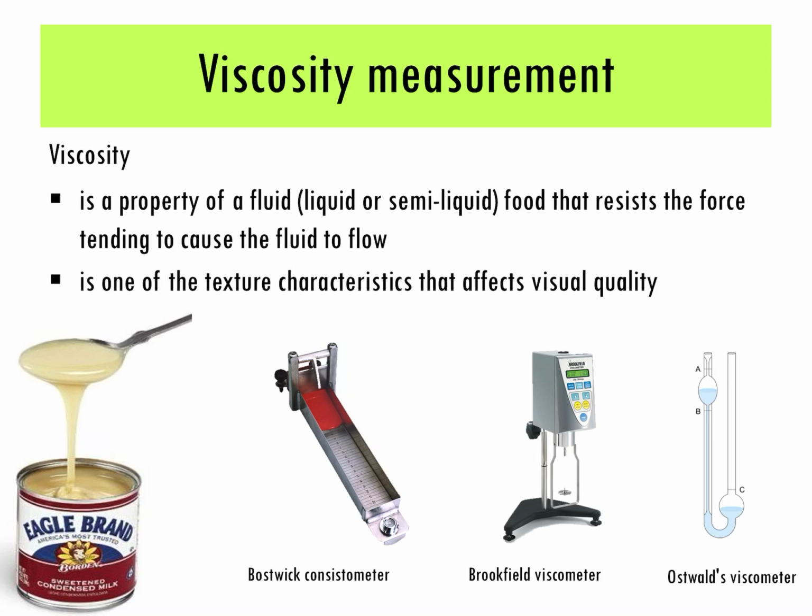Viscosity is another texture parameter, but it's not for solid food samples. This one is for liquid or semi-liquid food samples. On the screen, I have 3 different viscometers to show you. The first one, my favorite, is the Bostwick consistometer. For this, they will not give us the number of viscosity, but they will have an indirect number to represent how viscous our sample is.